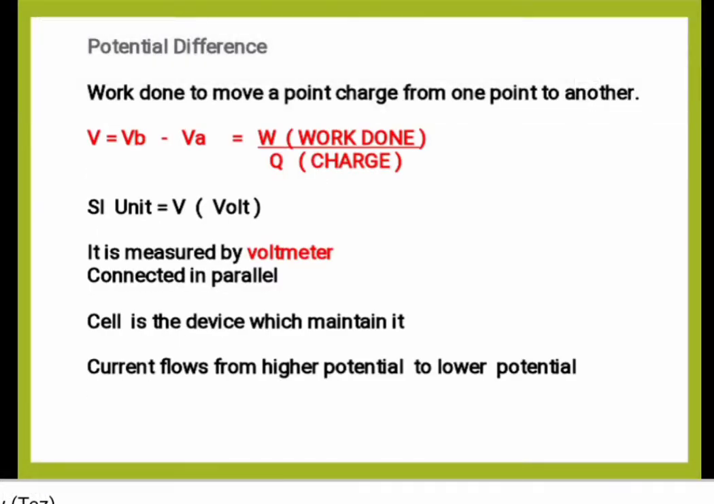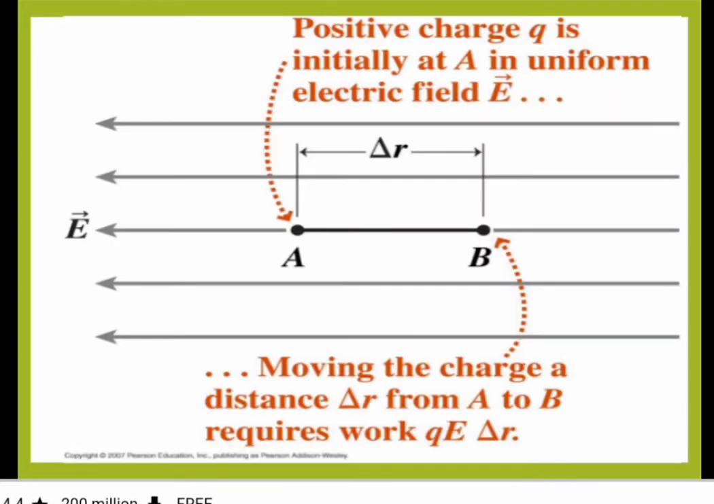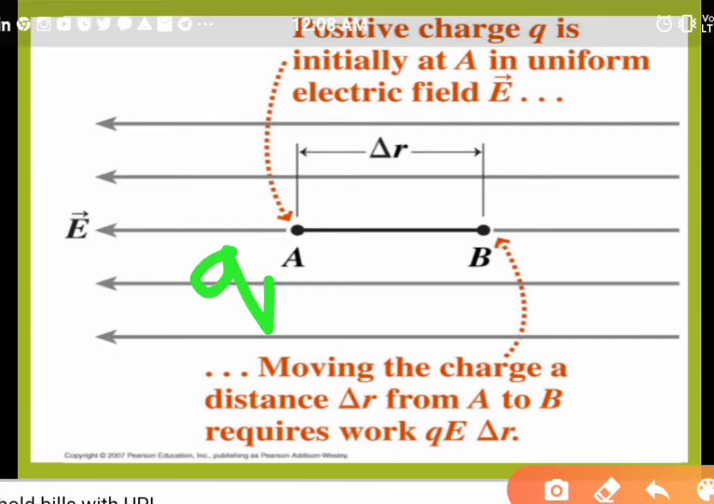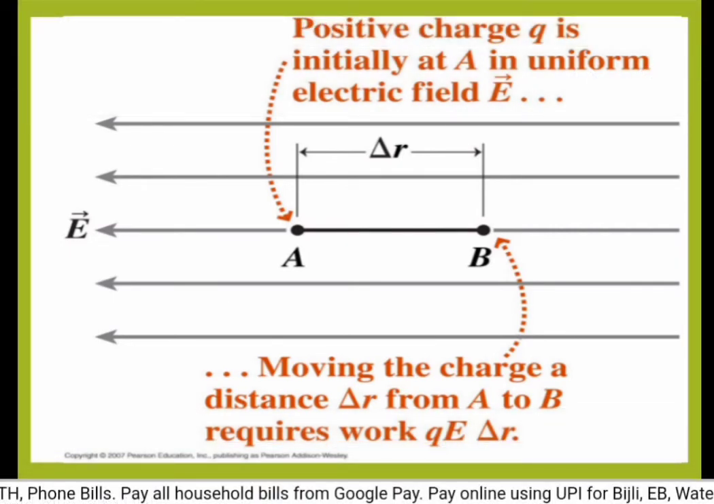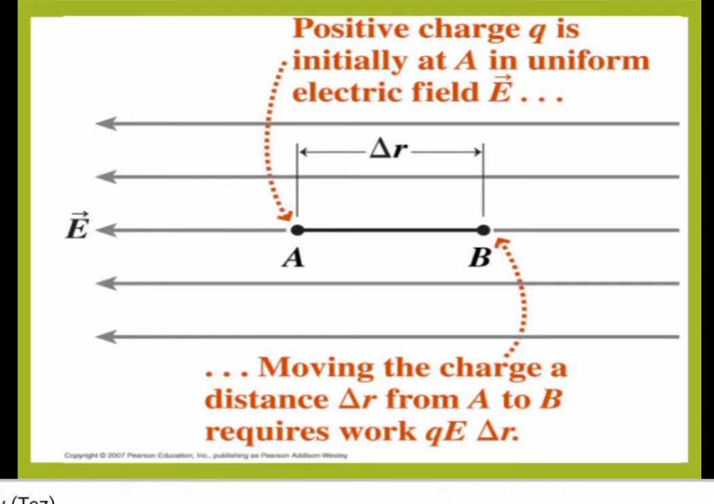Now potential difference. What is potential difference? For example, there is a point charge Q at point A, and we have to move this from A to B. Consider this situation: the positive charge Q is initially at A in a uniform electric field E. Moving the charge through distance delta r from A to B requires work QE delta r, where Q is charge, E is electric field, and delta r is the distance between the two points A and B.